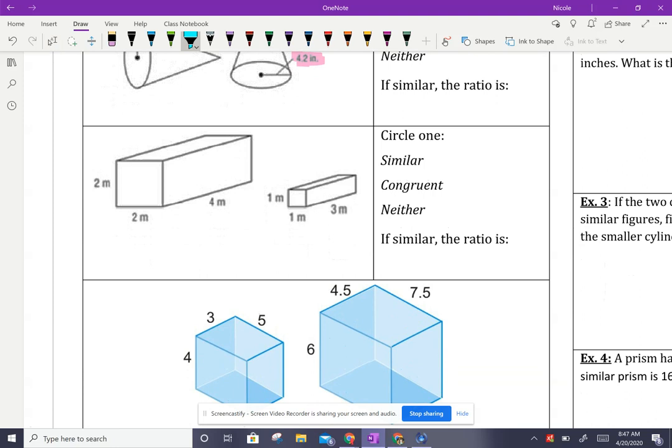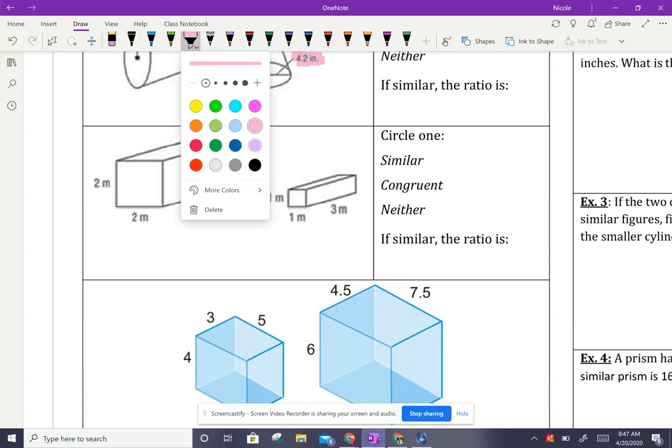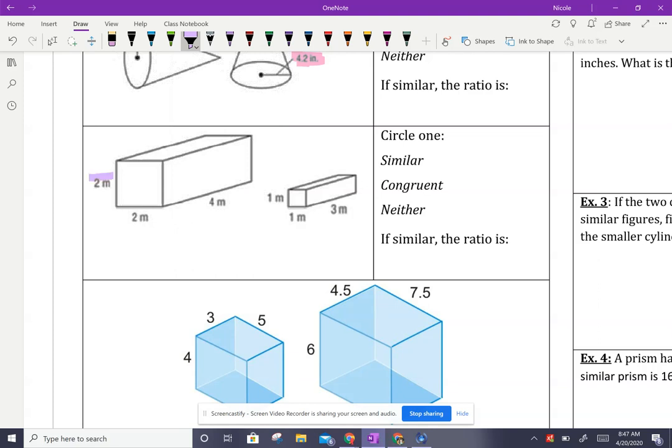Okay, so here we have a few different side lengths. I have the 2 meters, and the matching piece is 1 meter. And then we have 2 meters on the bottom and 1 meter on the bottom. And then we have 4 meters and 3 meters. So what we need to do is check to see if there is a same number that is used for each of these, to show that we can multiply the same number to all the pieces to get the same result on the other side.